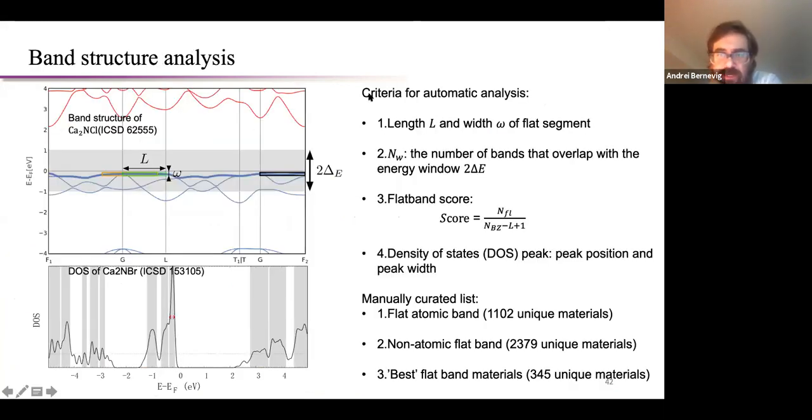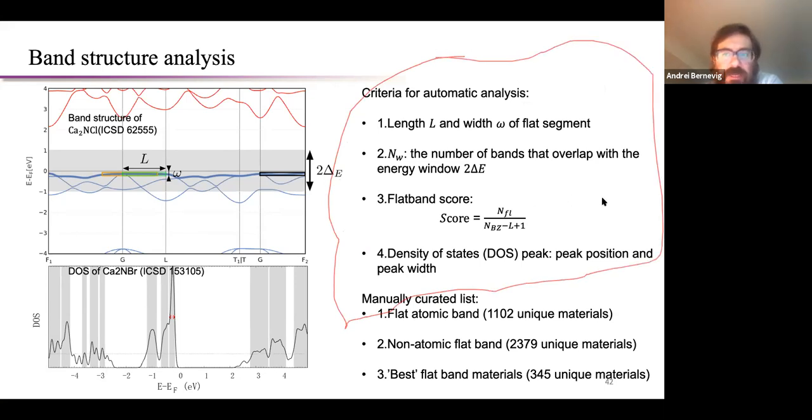Okay, so there's two things you can do. One thing you can do is find flat bands by brute force. And the way you find flat bands by brute force is just putting a flat band filter on this database, which basically means you're putting some criteria. So you have a database and you add some criteria to it. And these are the criteria that we've added.